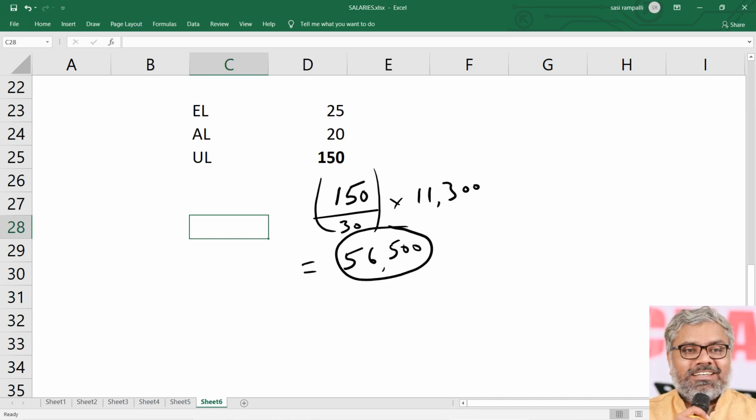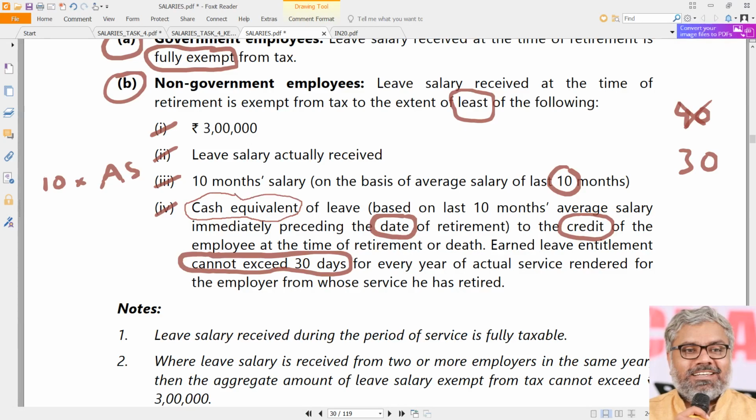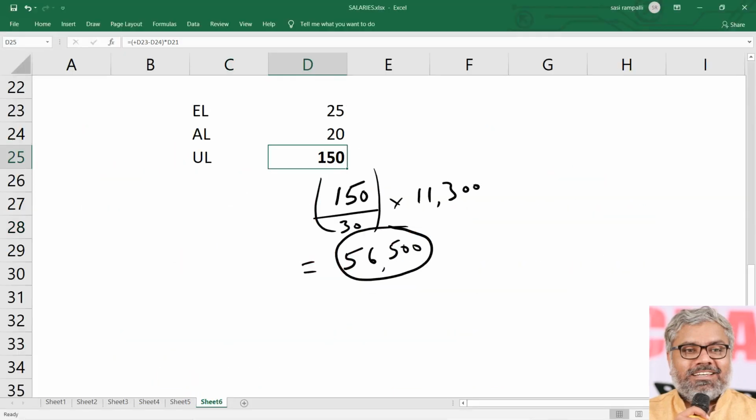Our job is to calculate the cash equivalent of the leave. That is our job. But the question is how to calculate the cash equivalent of the leave? First of all, we should know how much leave is there in the credit of the employee's leave account. Then convert that into monetary terms on the basis of the average salary of the employee.